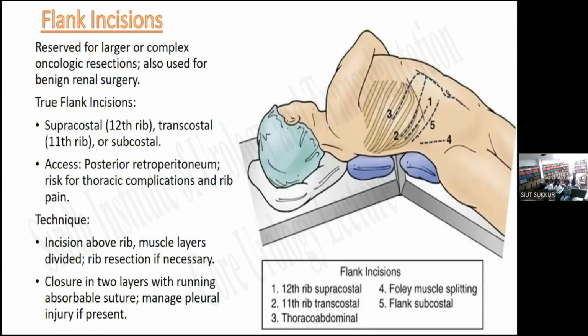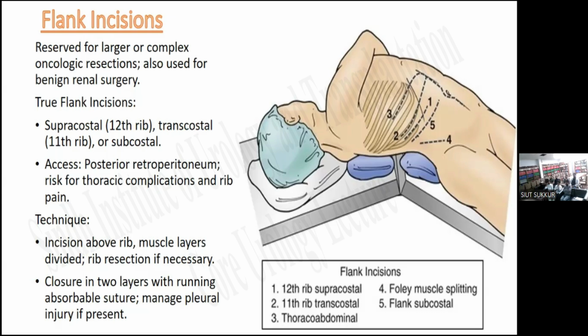And then there are flank incisions, which we routinely use in benign as well as tumor surgeries. True flank incisions could be supracostal above the 12th rib, transcostal through the 11th rib, or subcostal. It is used to access the posterior retroperitoneum, with the risk of thoracic complications as well as rib pain. For the supra-12th technique, we start from the tip of the 12th rib and extend medially to the lateral border of the rectus, and then divide the muscle layers: external oblique, internal oblique, and transversus abdominis.